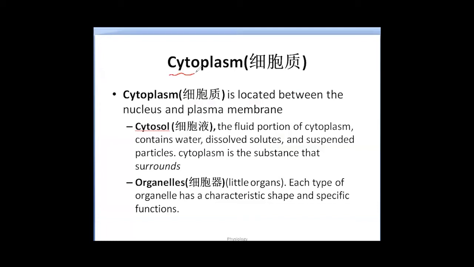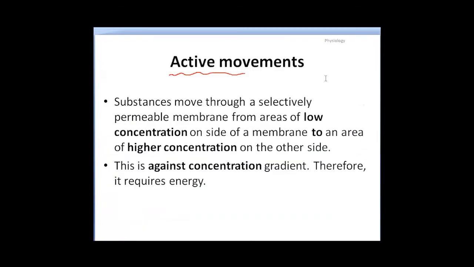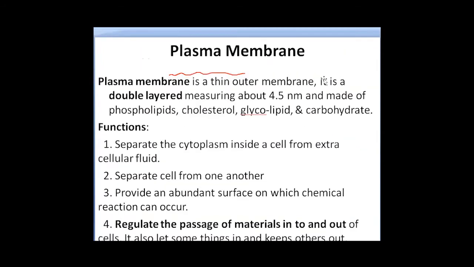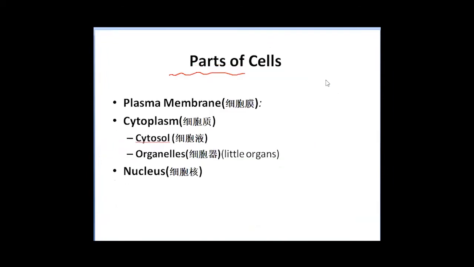Let's go to cytoplasm. Still go back to the beginning, like we're talking about the cells. Part of the cells, we have three main parts. The first main part is the plasma membrane. For the plasma membrane part, we're mainly talking about the different ways material passes through the cell's membrane.